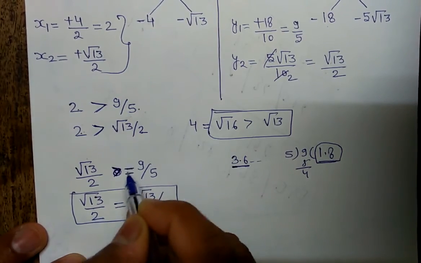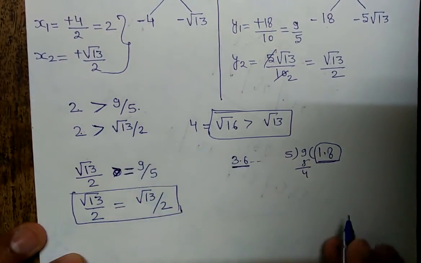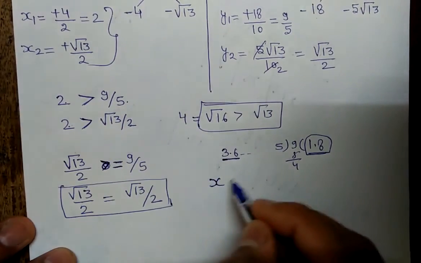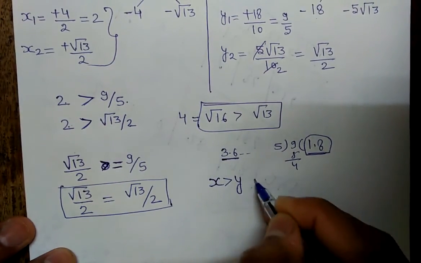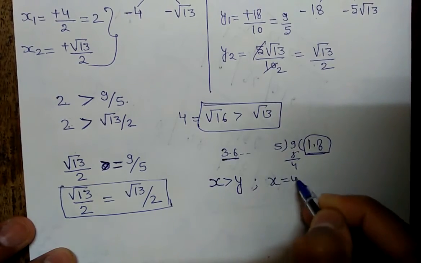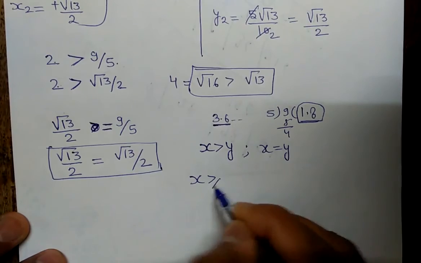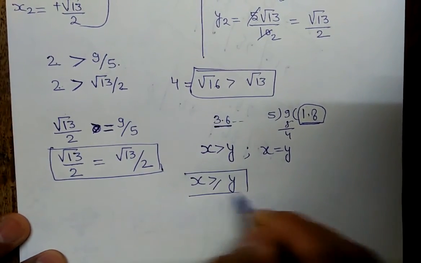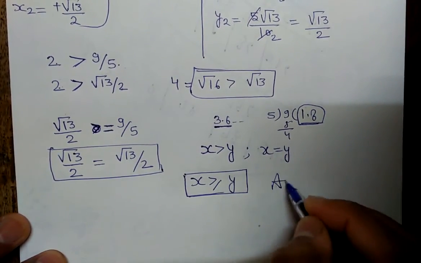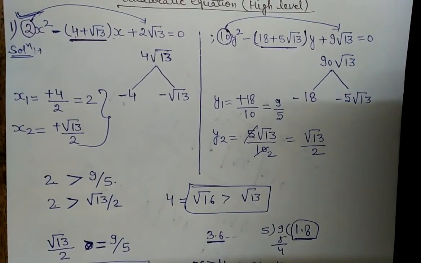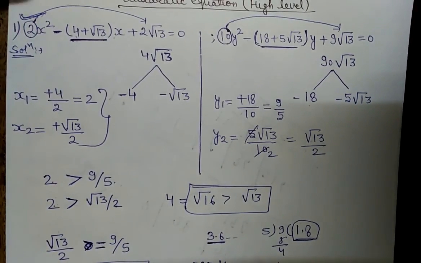So by comparing these, what will we get? Either x is greater than y, or second, x is equal to y. This is the case. That means overall what we will get? x is greater than or equal to y. This is the solution of this quadratic equation. I hope you got this.